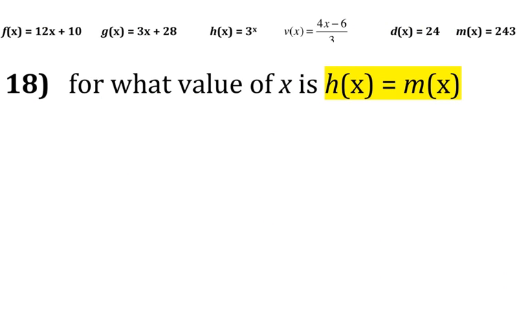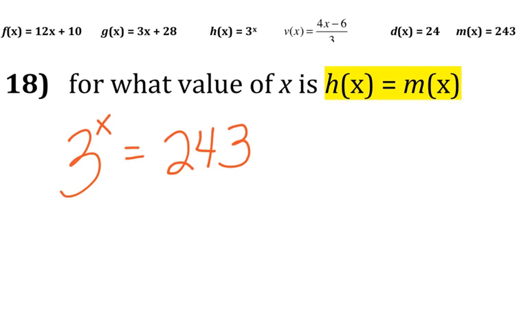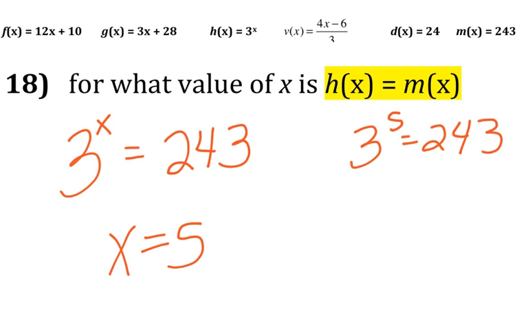Number 18, for what value of x is h of x equal to m of x? And so we're going to figure out what that is. And so this is one of those ones where we're just going to start trying some numbers. So 3 to the first power, 3 to the second power, 3 to the third power. And so just keep trying those with your calculator, and you find out that x is equal to 5 because 3 to the fifth power is equal to 243.